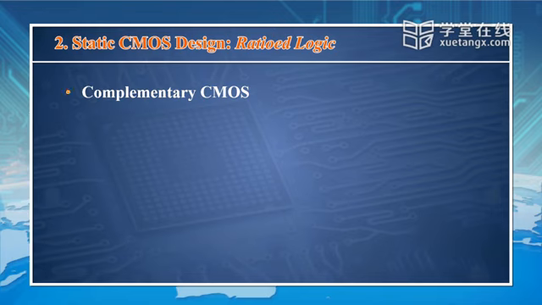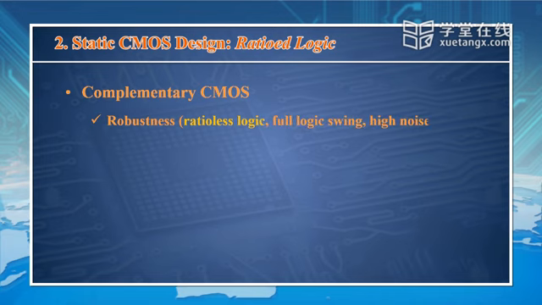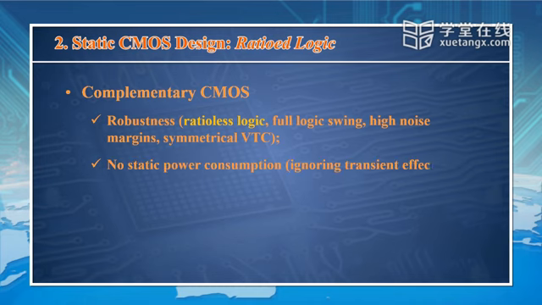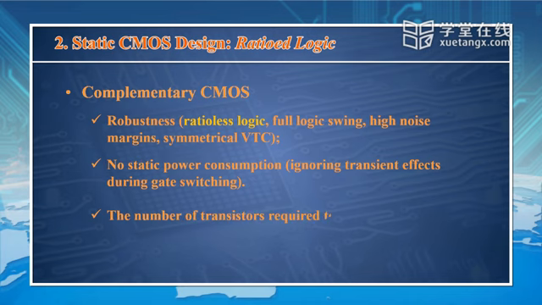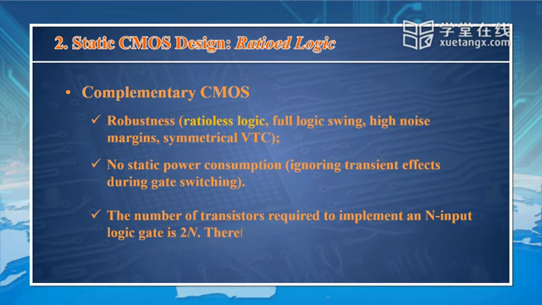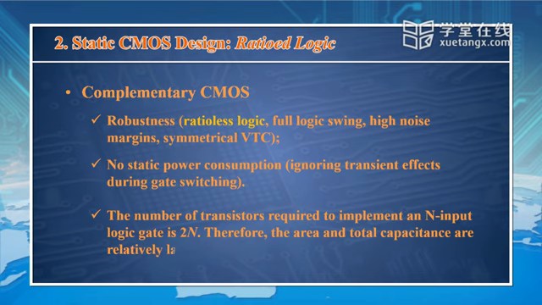So in terms of complementary CMOS, the robustness, ratioless logic, full logic swing, high noise margins, symmetrical VTC, and no static power consumption, ignoring transient effects during gate switching. And the number of transistors required to implement an n-input logic gate is 2 times n, right? Because we have n NMOS transistors in the pull-down network and n PMOS transistors in the pull-up network. Therefore, the area and total capacitance are relatively large.